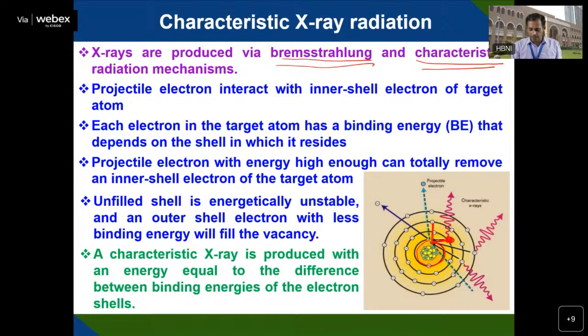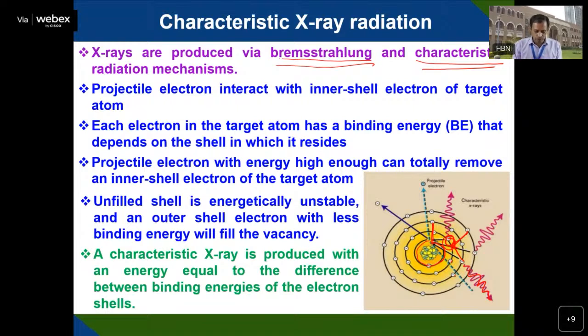So when the high-energy electron totally removes the inner shell electron, a vacancy is generated. The unfilled shell is energetically unstable. So to fill that vacancy, an outer shell electron with less binding energy will fall from here to here, or from here to here, to fill this inner orbital. In this process, the excess energy will be lost in terms of a characteristic X-ray.